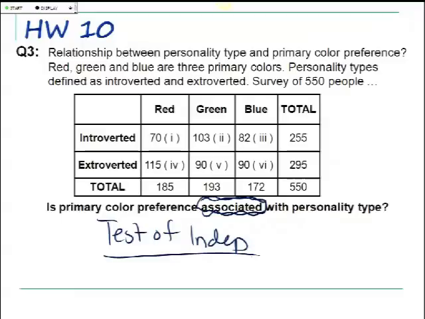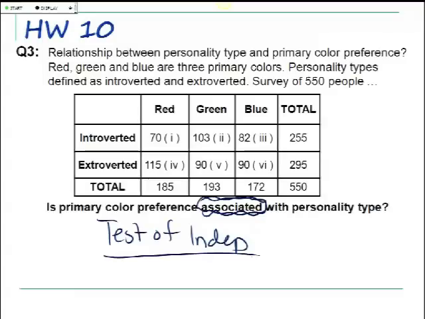Now this one, you have to find all six expected counts. You have to state the H-naught correctly. When you state H-naught, go back to the notes that we have. Make sure it's about the population and about your two variables by name in there. You find all six expected counts by the 1, 2, 3, 4, 5, 6 notation there to denote them.